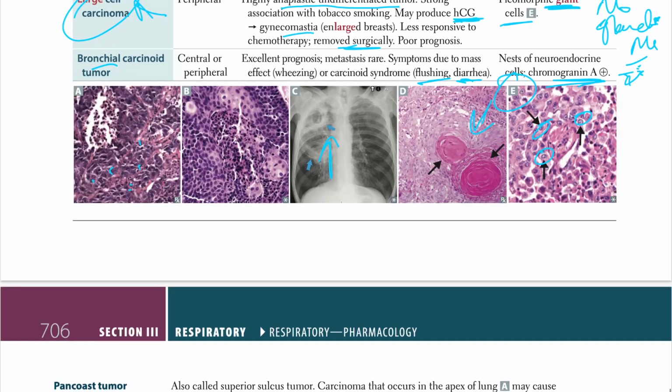For the bronchial carcinoid one, you have an excellent prognosis, but you can have some mass effect due to it because it's a big tumor, or you can also have carcinoid syndrome-like features, flushing and diarrhea, with the neuroendocrine tumor marker positive, which is chromogranin A positive.